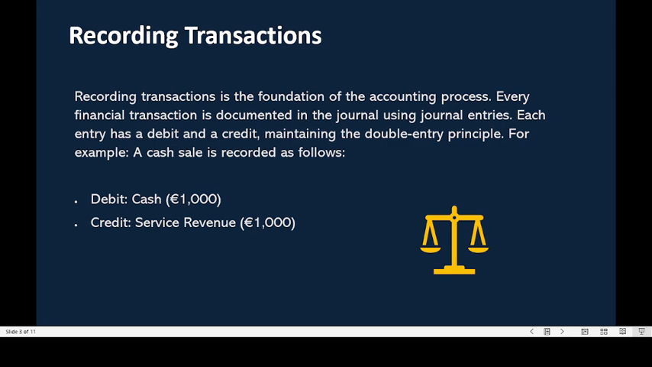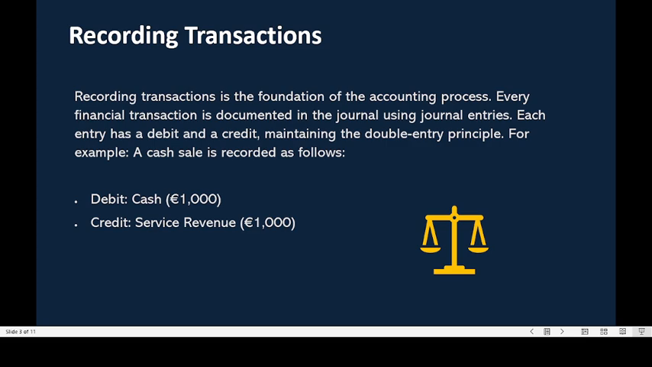Recording transactions is the foundation of the accounting cycle. Every financial transaction is documented in the books of the business. The combined set of ledgers that make up the accounts of a business is generally called the nominal ledger. Each transaction is individually recorded in this nominal ledger, from bank receipts and payments, sales of goods and services, purchases of goods and services, and journal adjustments, which we will discuss later.